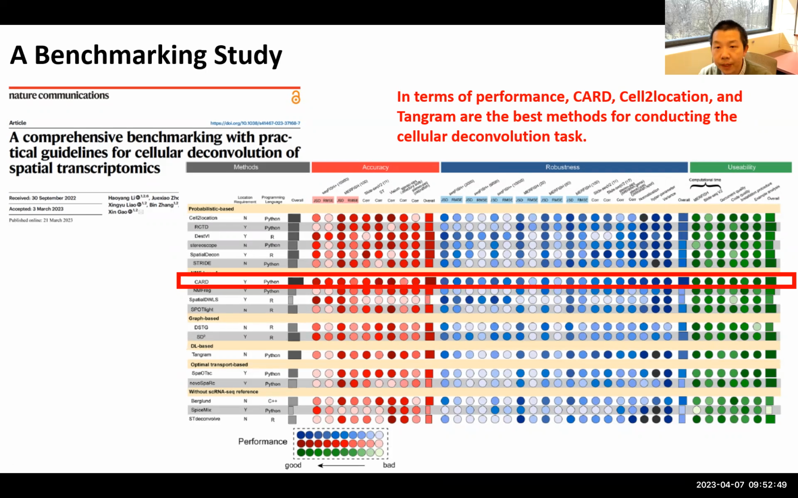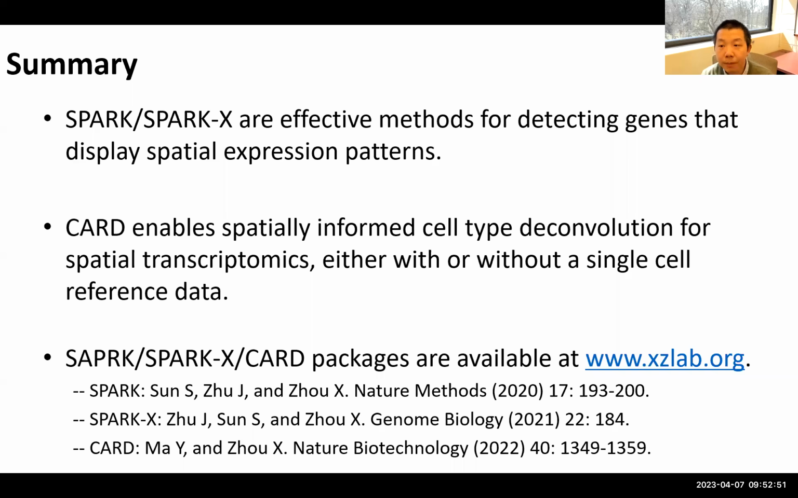In terms of the overall performance, CARD is the best one among the other methods from this independent, separate study. So finally, I'll just summarize what we have talked about. First, we talked about SPARK and SPARK-X, which are effective methods for detecting genes that display spatial expression patterns. Then we also talked about CARD, which enables spatially informed cell type deconvolution for spatial transcriptomics, and it can use either a single cell reference for deconvolution or work without a single cell reference to perform reference-free deconvolution.